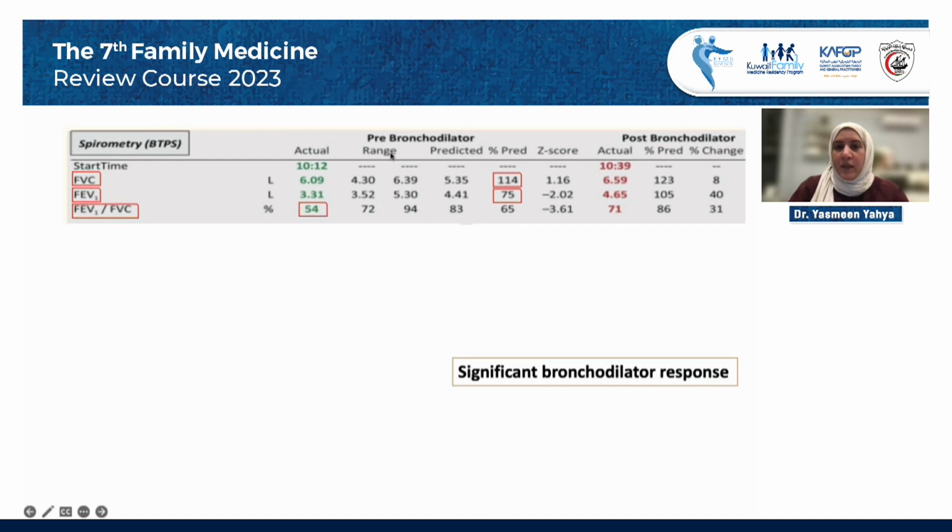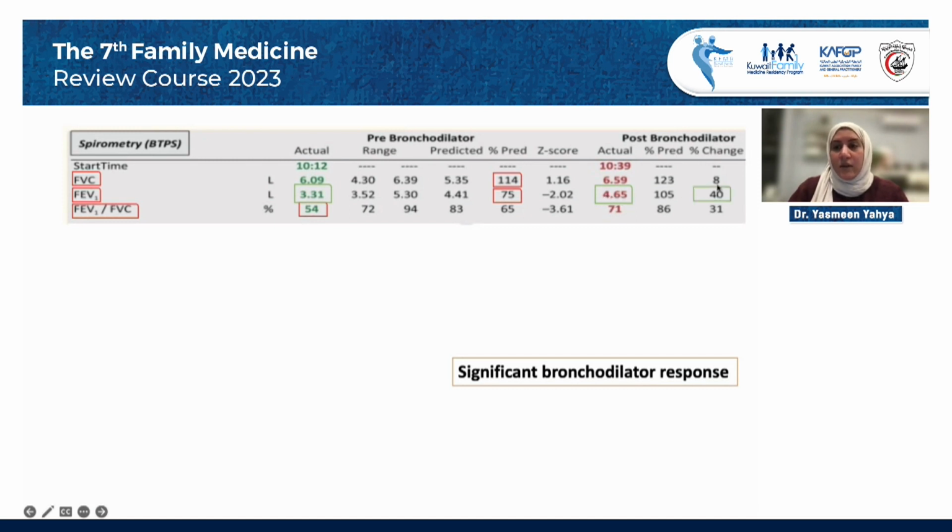This is pre-bronchodilator. After administering the bronchodilators, you can see that it was 3.3 liters, and now it's 4.6 liters. So this is more than 1.2 liters increase. We need 200 ml. So we need this figure to be 0.2 higher to say it's significant. So we wanted it to be like 3.5 to say it's significant. Now it has increased to 4.6.